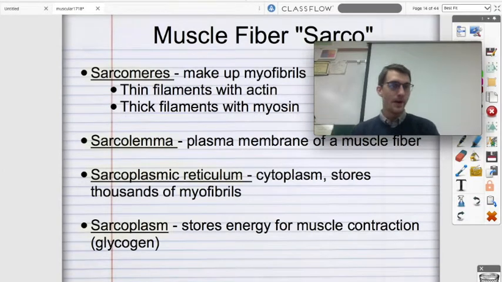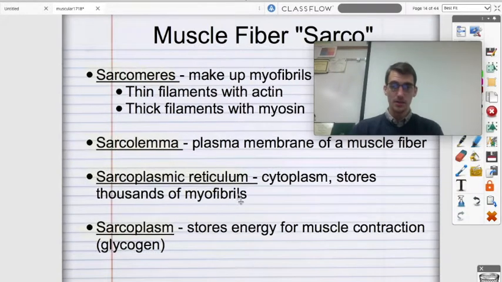Sorry. And then the sarcoplasmic reticulum sounds like the endoplasmic reticulum, right? The sarcoplasmic reticulum is in the cytoplasm, and it stores thousands of myofibrils, and it releases. I'm going to put something else here.